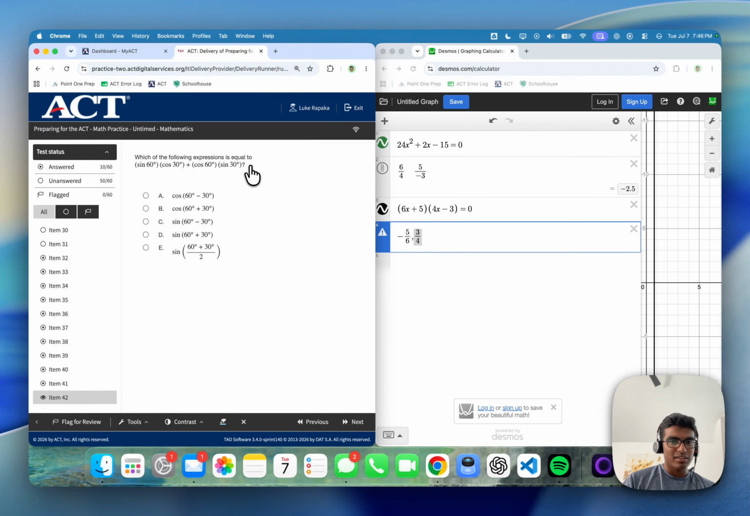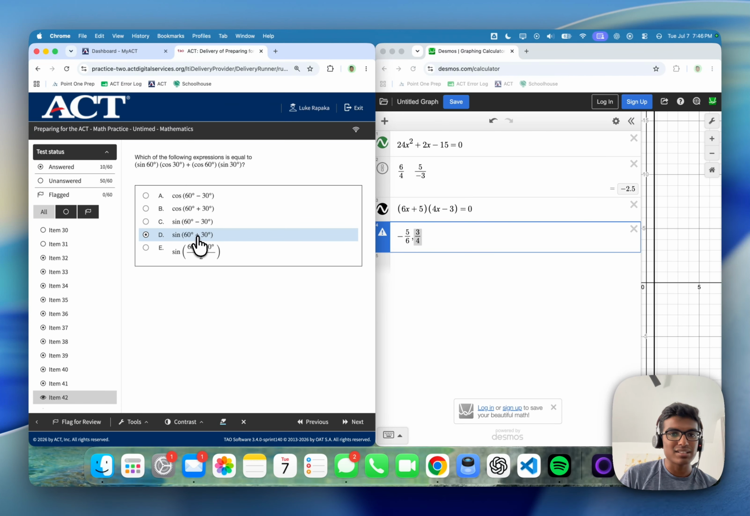Which of the following expressions is equal to? Okay, so I automatically know that it can't be these cosine ones because when you're expanding a sine with two parts like this, it always goes sine, cosine, sine, cosine. So I know the cosine ones can't be it. I know it has to be D because when you're expanding a sine like this, if you see this plus sign right here, this plus sign is the same as that plus sign always. If you're expanding a cosine, that sign would flip, but in the sine it just stays the same. So I know it has to be D.